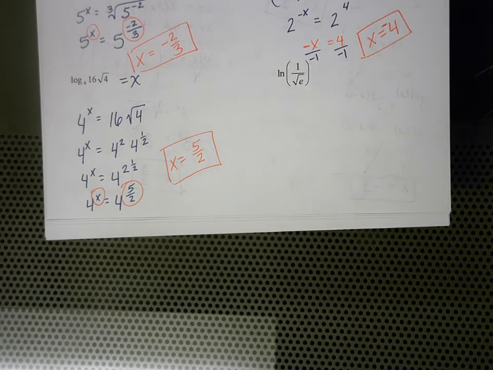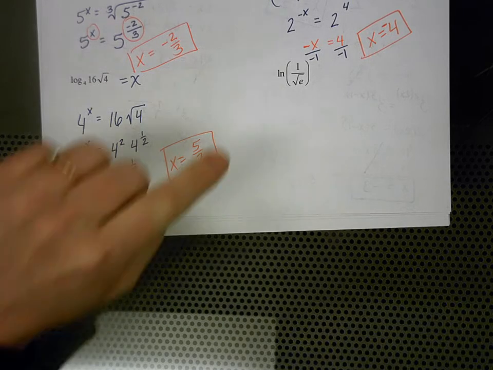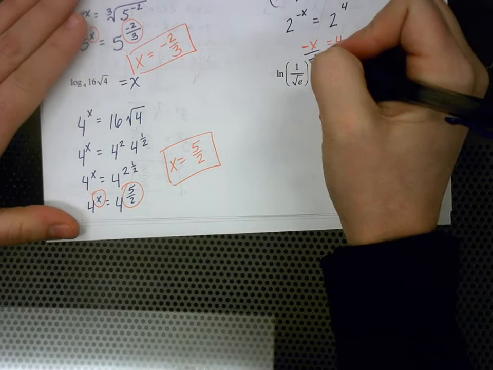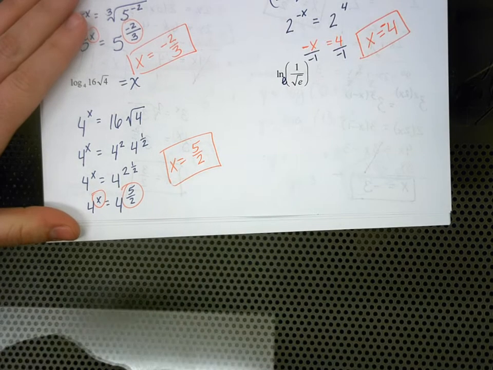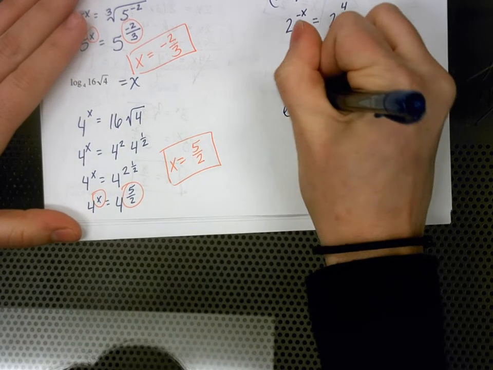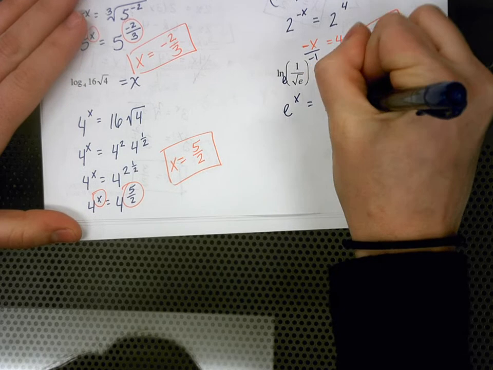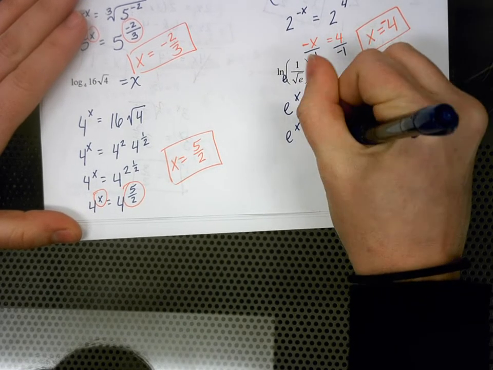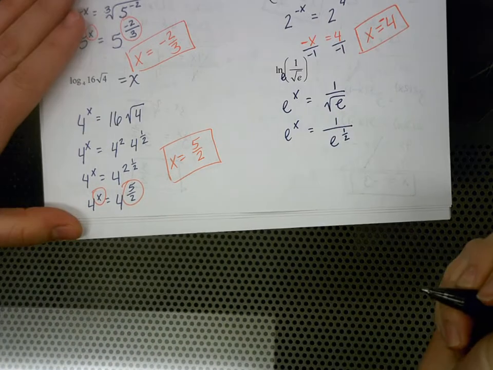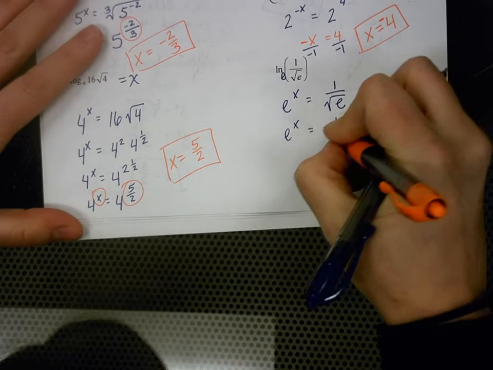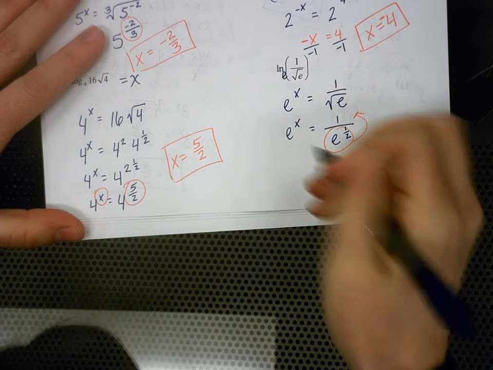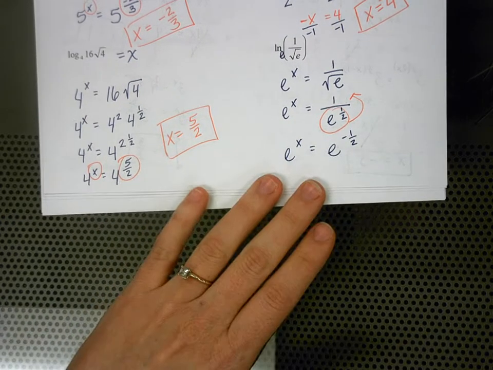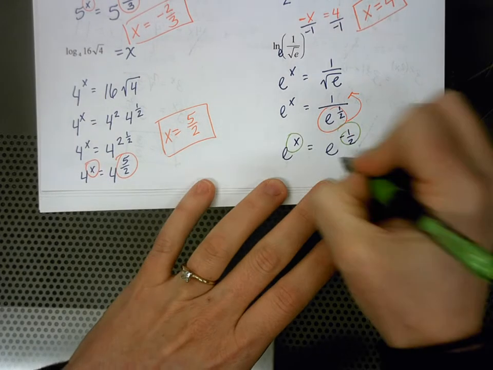All right. Do you remember what this ln means? The natural log. The natural log has a base of e. So this would mean e to what power gives you 1 over the square root of e. We're going to change that square root to a 1/2. How do I bring it up to the numerator? You make the exponent negative. So x is equal to negative 1/2.